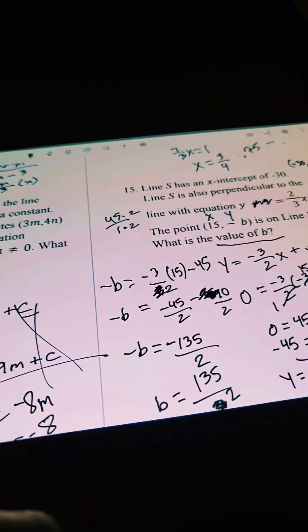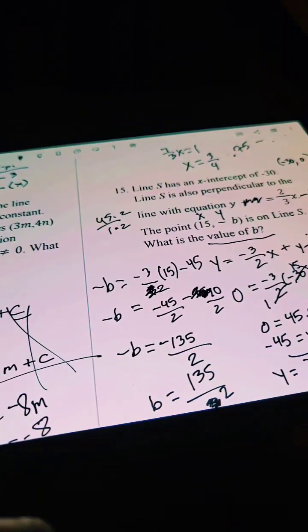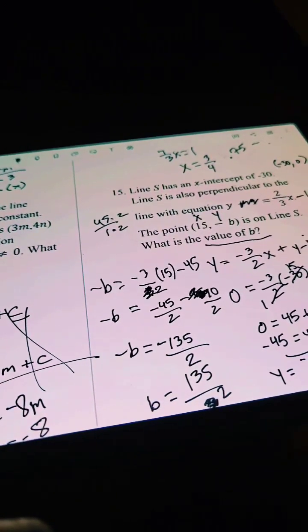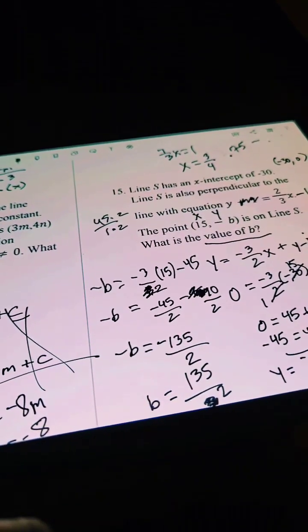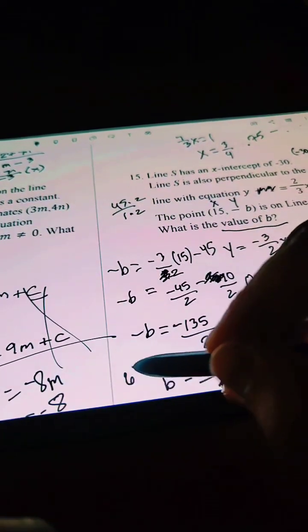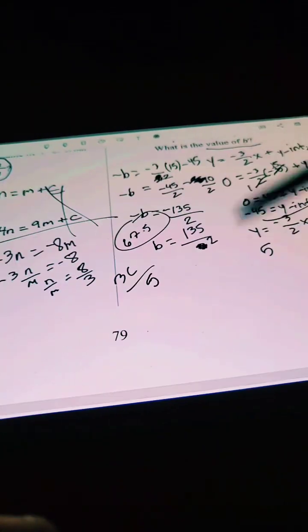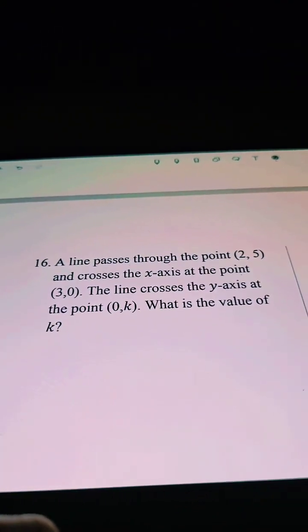as a decimal, what's that going to be? Let me do it in my calculator. 135 divided by 2 is 67.5 as a decimal. So 67.5. Okay, so then let's go to number 16.